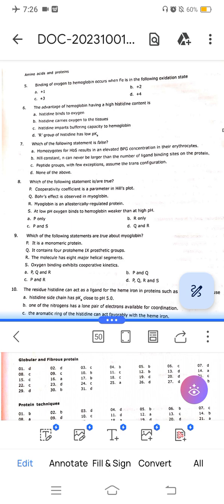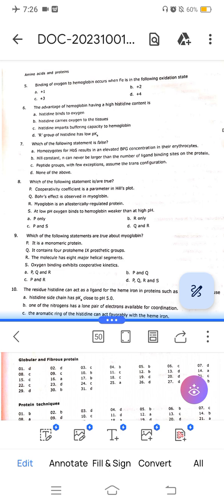Homozygotes for HbS results in an elevated BPG concentration in their erythrocytes. Hill constant n can never be larger than the number of ligand binding sites on the protein. Peptide groups, with few exceptions, assume the trans configuration. Then none of the above is the wrong answer.